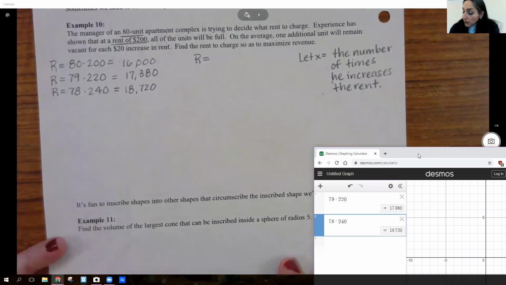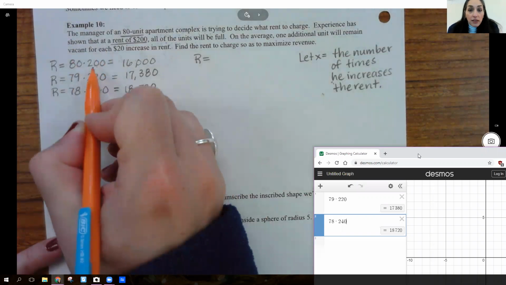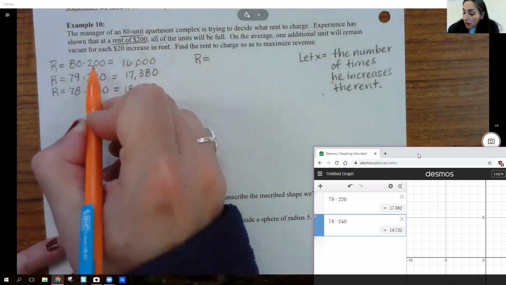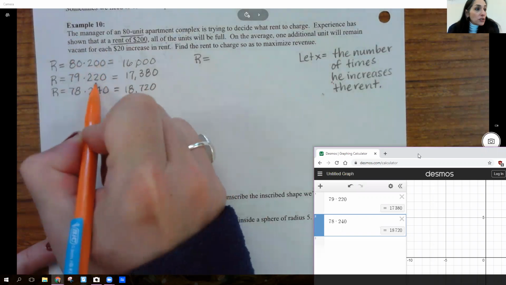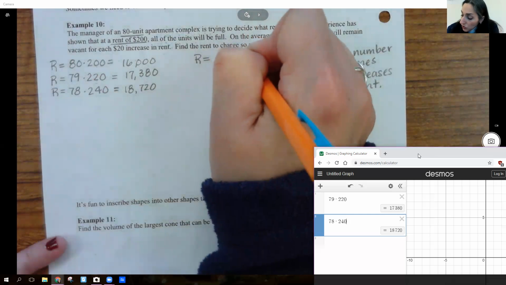So how are we going to do this? Well, we know 80 and 200 have to come into play here. So if I increase the rent the first time, X will be 1. The rent will also be 220. So it's going to be $200.